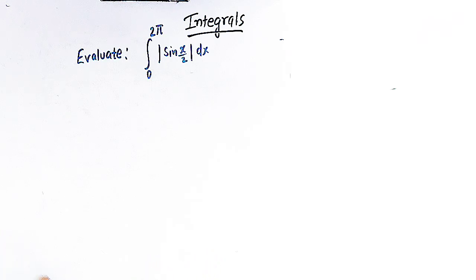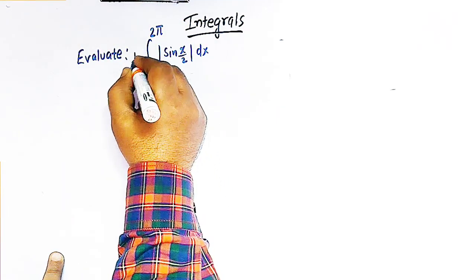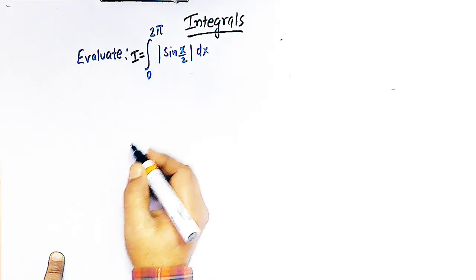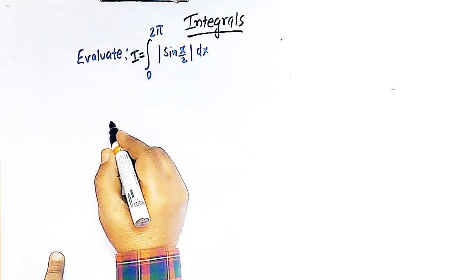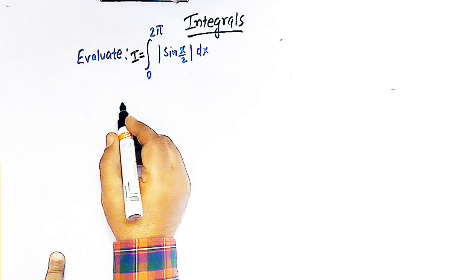Now let us see how we can evaluate this integral by using the concept of mod function and the sign convention of trigonometric functions in four quadrants. So before applying these concepts, let us first make use of the method of substitution. Let us first call this integral as I.